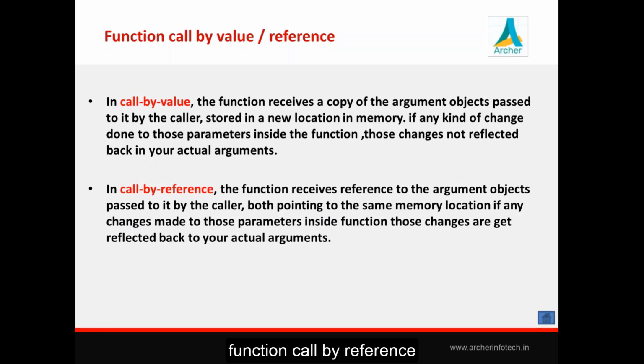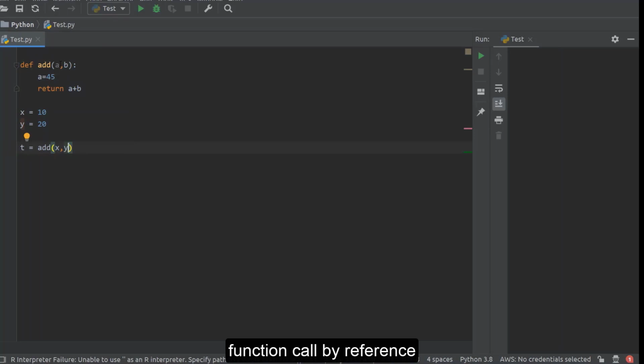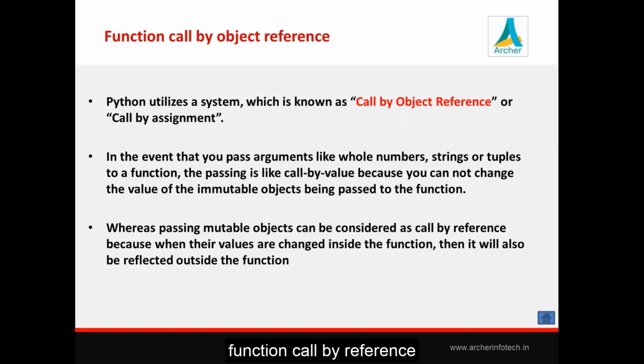Now the next question arises, what exactly does Python follow? Whether it follows call by value or call by reference. In case of Python, you can say Python neither follows call by value nor call by reference. Instead, Python utilizes a new mechanism known as call by object reference. Python follows a different kind of system, rather than going with call by value or call by reference.